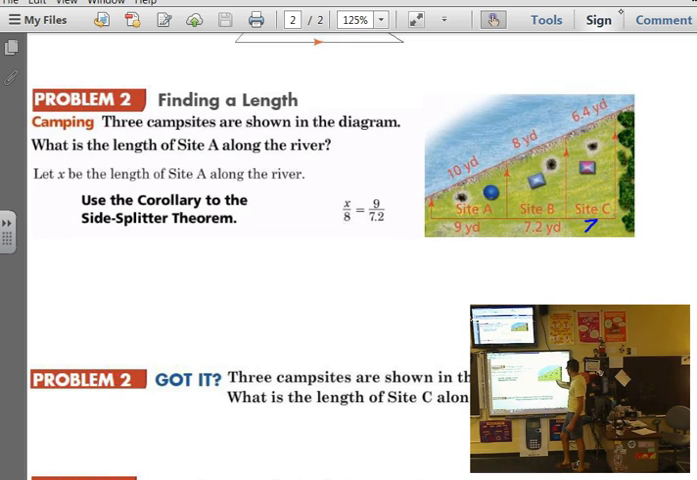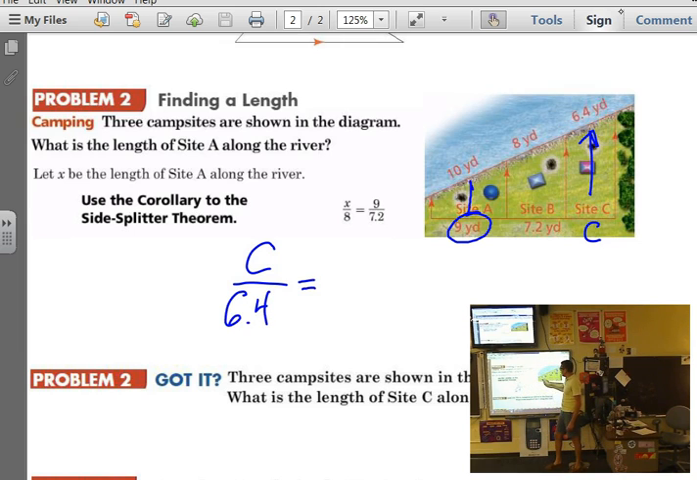If we call this Z, actually we can just call it C, I guess. We know that we want to solve for C, and I need to relate that to something. I can either relate it to its own corresponding part, or I could relate it to one of the other sites. But if I relate it to one of the other sites, then I'm going to relate this 6.4 here to one of the other sites. So it's up to you which you want to set up. I'm just going to relate C to itself, and then relate A to itself because it's integers.